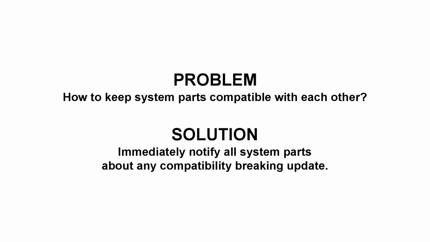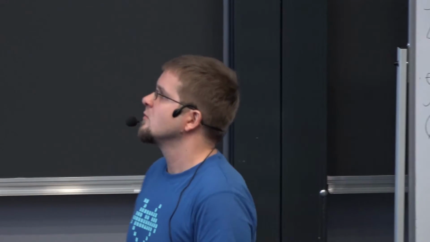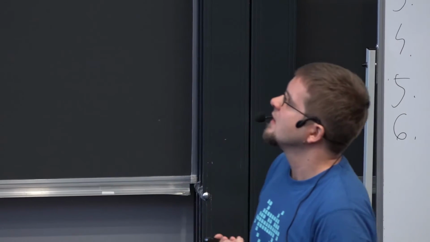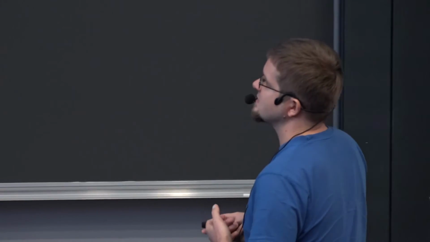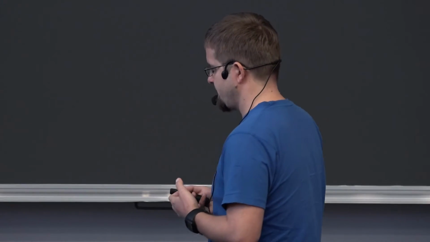Okay, so we introduced the problem: how to keep system parts compatible with each other. And now we will try to figure out some solution. My proposition is to immediately notify all system parts about any compatibility-breaking update. If we notify system parts, then developers will probably know what to do with this update. So that's the general idea.